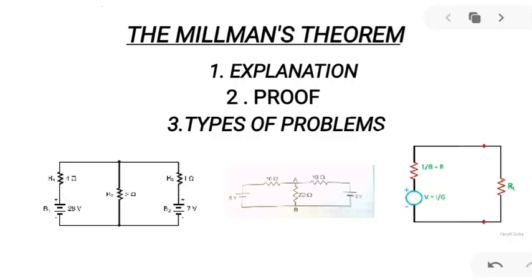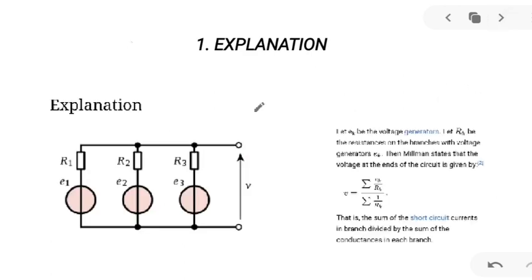The first thing is the explanation of Millman's theorem. The second is the proof or derivation of Millman's theorem, and the third is the type of problems that we can expect from Millman's theorem. So let's start our video quickly. The first one is the explanation.